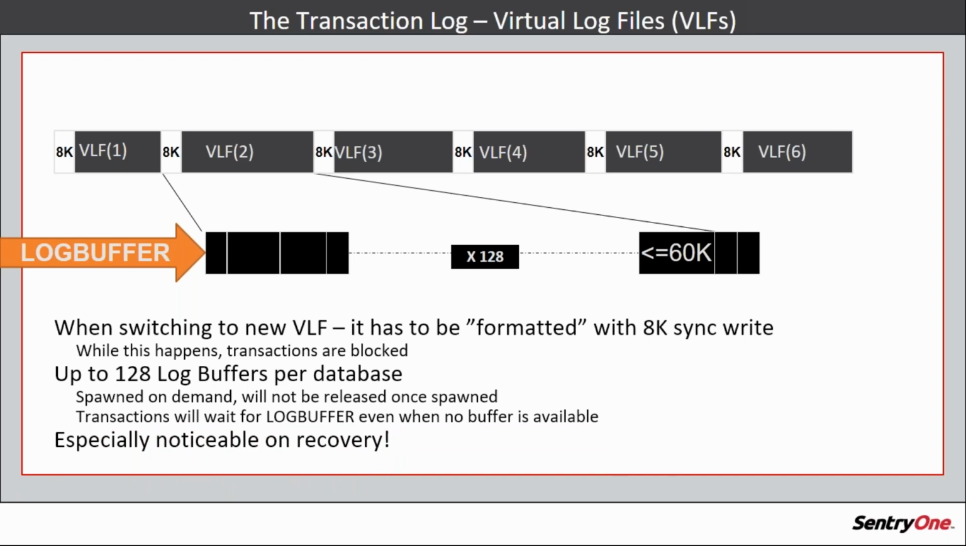So again, I want to point you to the notes in which there's a blog post by Kimberly Tripp. She's actually kind of proven empirically that if you have more than 300 VLFs on a heavily used database, you're going to see performance begin to degrade. Now, that's your regular old standard OLTP performance going down. On top of that, it is especially noticeable when you go to recover a database.